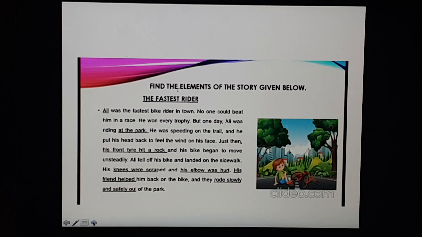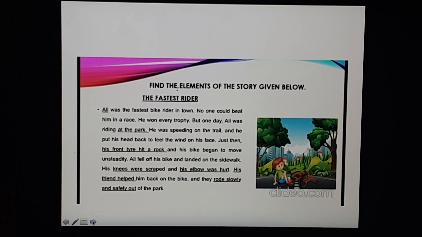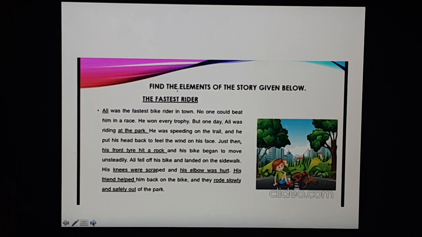He was riding at the park. Park is the location, but the sequence also starts with what happens to him. So we have to go in a proper sequence. He was speeding on the trail and he put his head back to feel the wind on his face. But what happened? So all this is the plot or the setting moving in a proper series. So after some time we reach the climax.